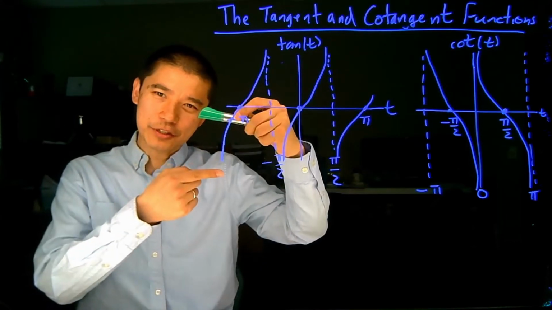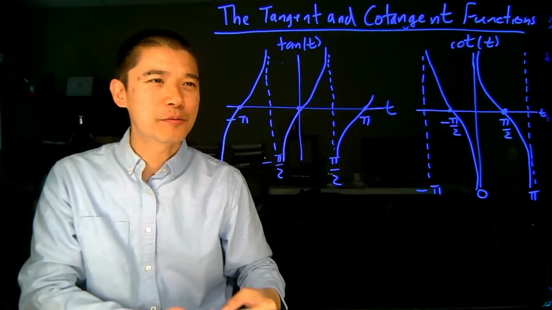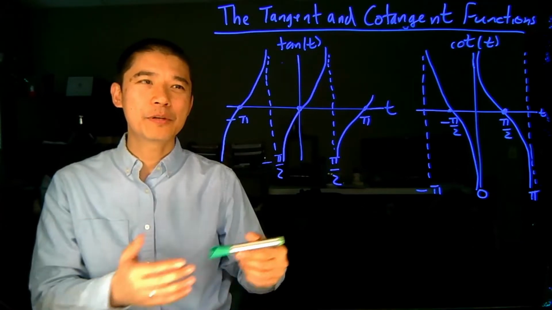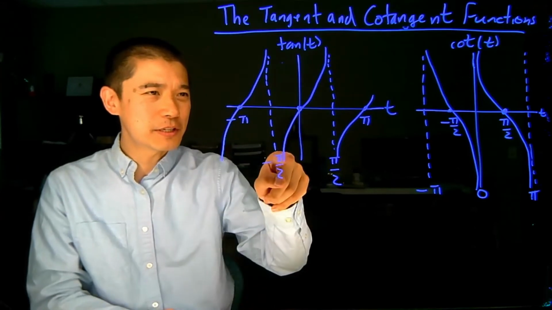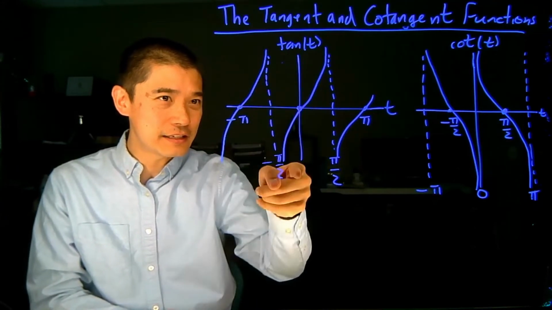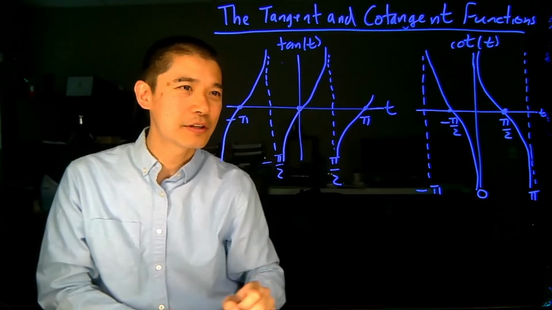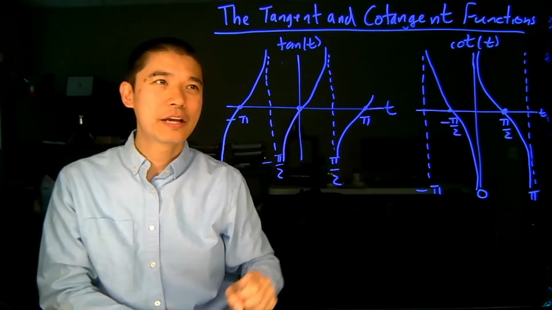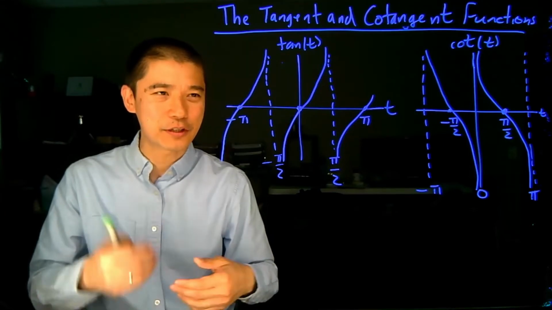So let's see how that would work. Remember that when you take the reciprocal of a fraction, the numerator becomes the denominator and the denominator becomes the numerator. Another way of saying that in terms of these graphs is that zeros become asymptotes and asymptotes become zeros. And so we can see that the 0 here at t equals 0 and negative pi and pi become vertical asymptotes. And these vertical asymptotes at negative pi over 2 and pi over 2 become zeros. And so if you know the tangent function, you can actually get the cotangent function by just using this trick.